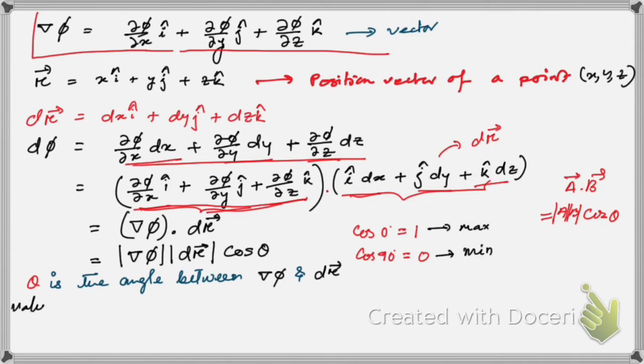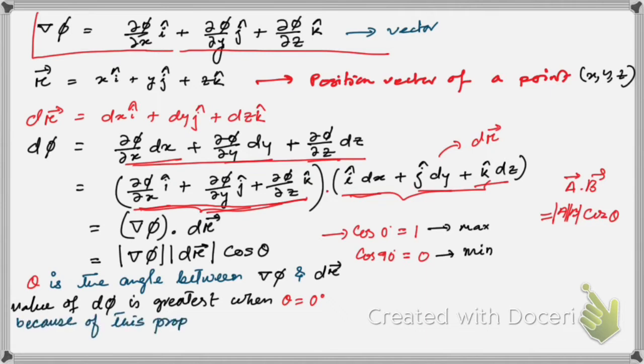So when your theta is 0, then it is maximum, and when your theta is 90, then it's minimum, right? So you will get the greatest value of d phi when theta is equal to 0, because cos 0 is 1. Because of this property, we give the name of this as gradient of phi, right?